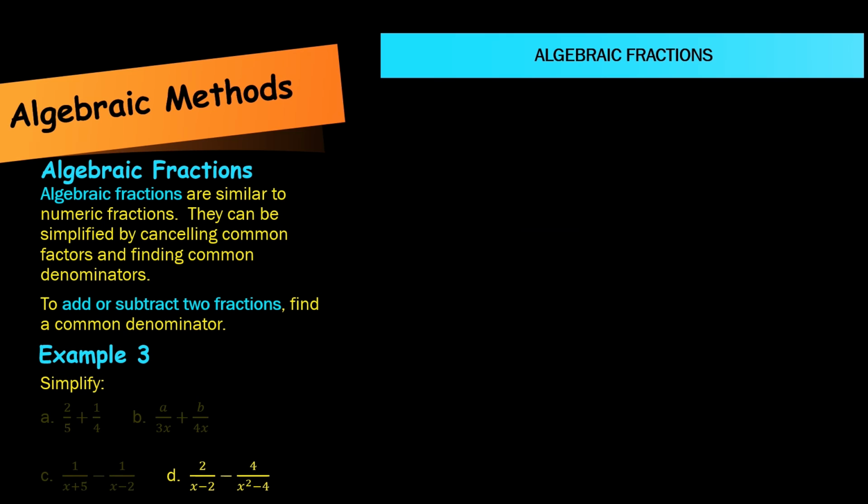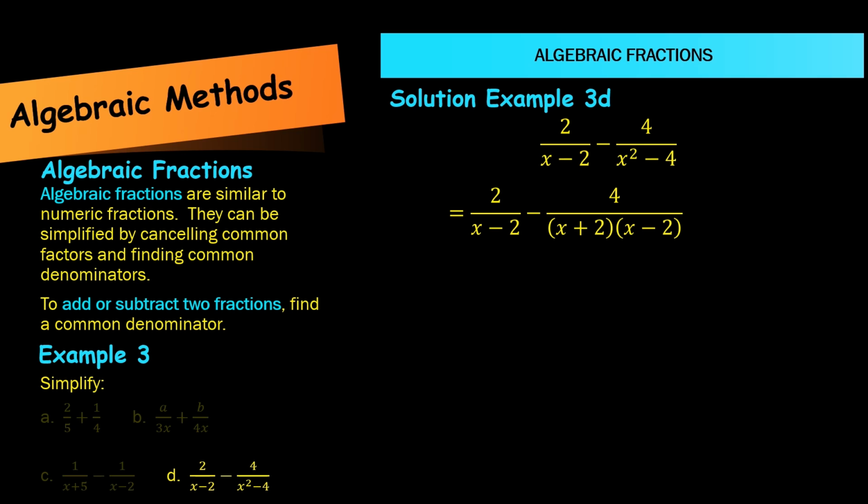And finally for part D. Again, we're subtracting two fractions, so we need to have both fractions sharing a common denominator. We can actually factorize the denominator of the second fraction. So we're going to leave the first fraction as it is for now, and the numerator of the second fraction as it is. And here's this denominator factorized, x plus 2 times x minus 2.